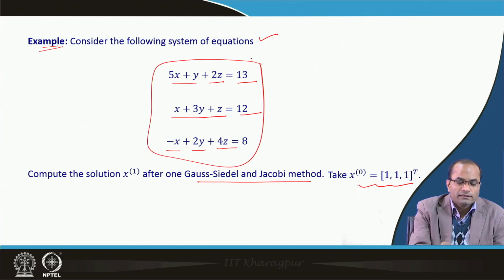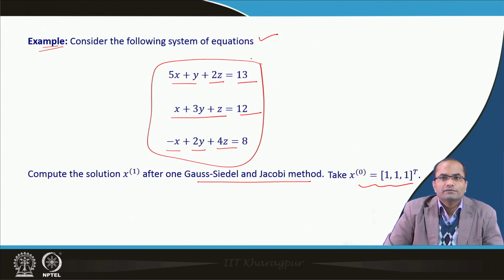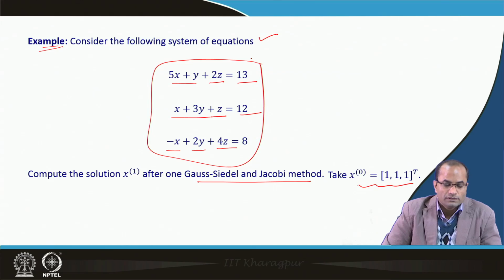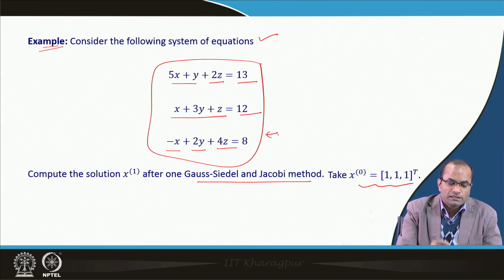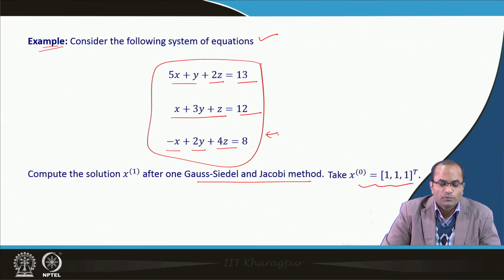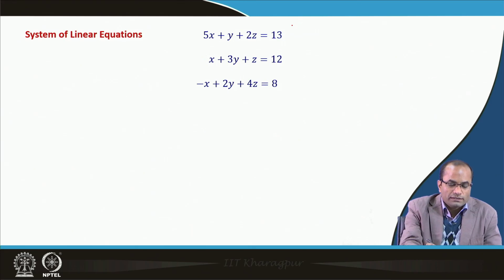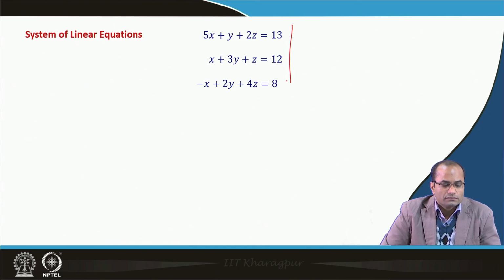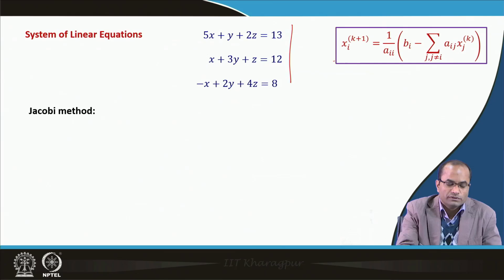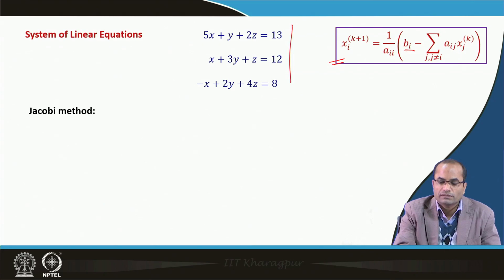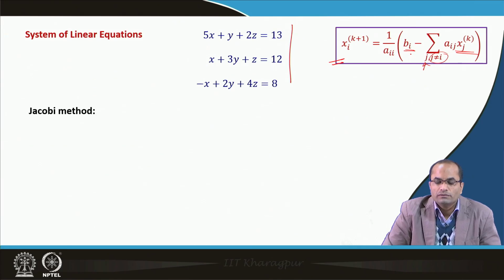Regarding the convergence of these methods for this given system, we will discuss that a little later in the next lecture. In this lecture we will just evaluate these approximate values, in this case just after one iteration. So, these are the given equations, the system of linear equations, and we know that the Jacobi method has this form: 1 over a_ii, and then we have b_i minus the sum over j, where j is not equal to i, summed for all other values.